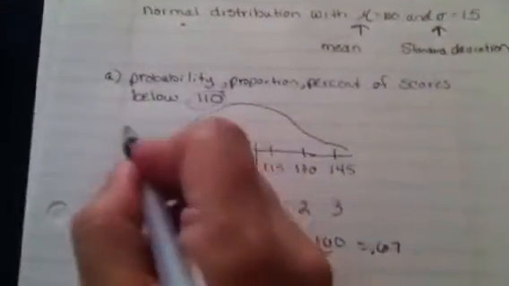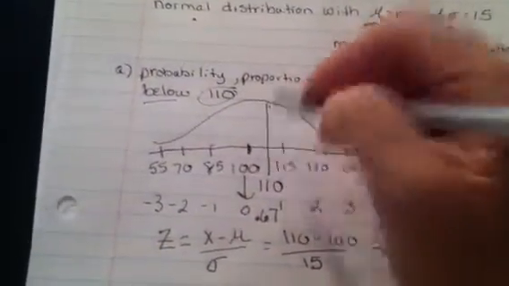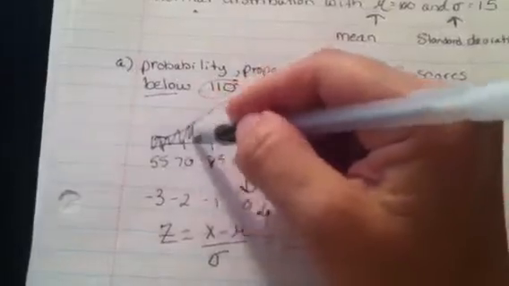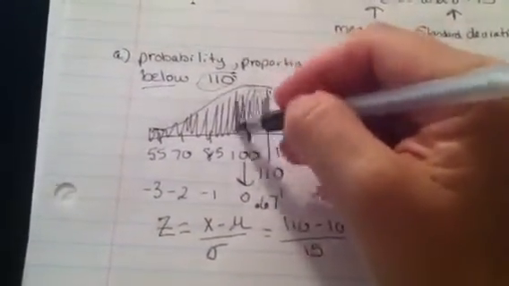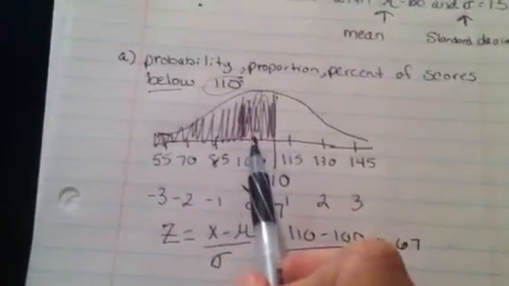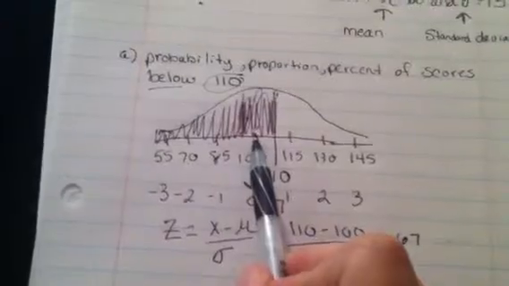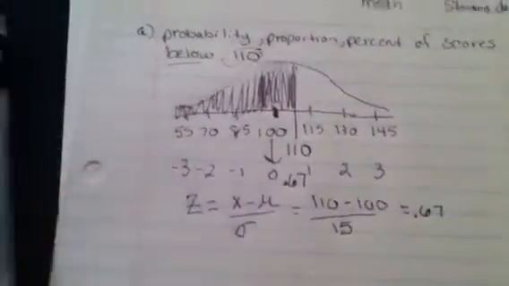And our question is below. So I want to take my curve, and I want to find this shaded area below that value. Now, the mean represents 50% of our data, so I know that my answer is going to have to be more than 50%. And you can use your tables to find this value.